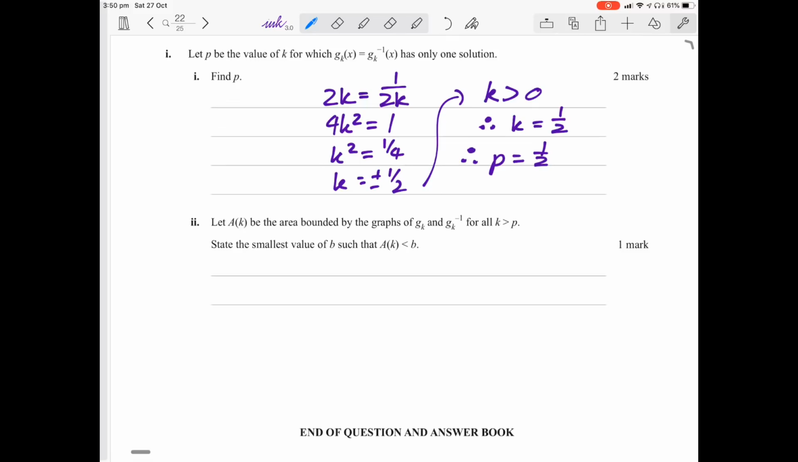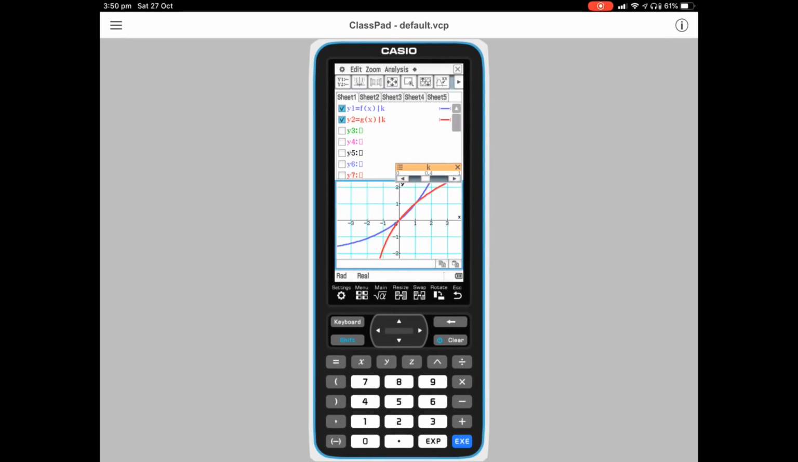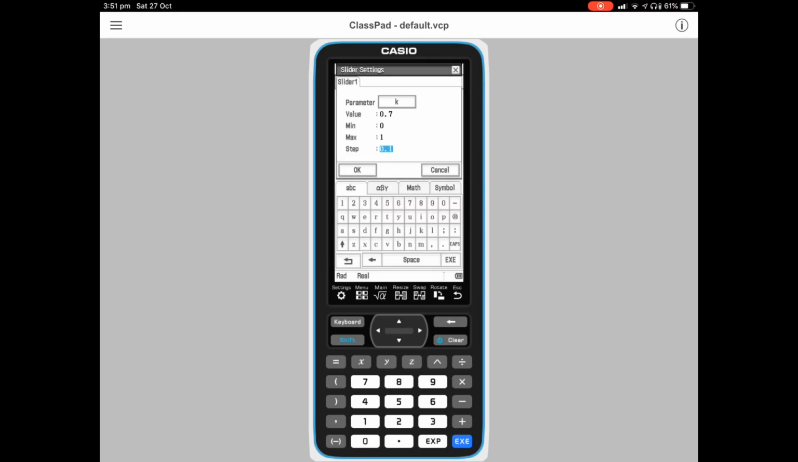Let A of k be the area bounded by the graphs for whenever k is greater than p, so when k is greater than a half. Okay, state the smallest value of b such that the area of k is less than b. So let's find the area. So k has got to be greater than a half, because p was a half. Okay, so let's change this to go up by ones, and we'll go up to 200.